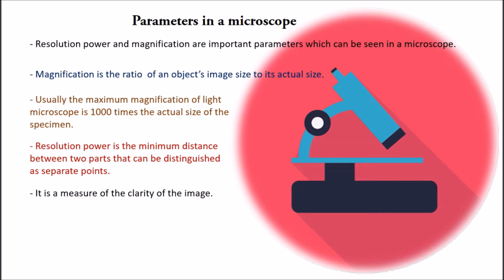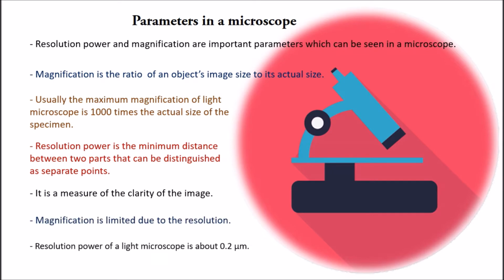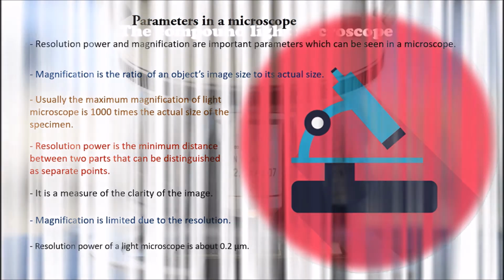Resolution power is the minimum distance between two points that can be distinguished as separate points. It is a measure of the clarity of the image. Magnification is limited due to the resolution. Resolution power of a light microscope is 0.2 micrometers while resolution power of a human eye is about 0.1 micrometers.